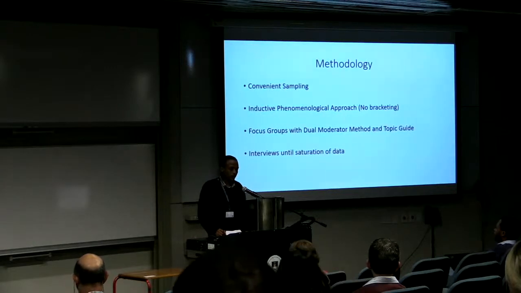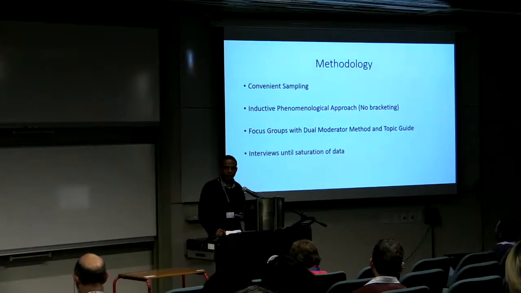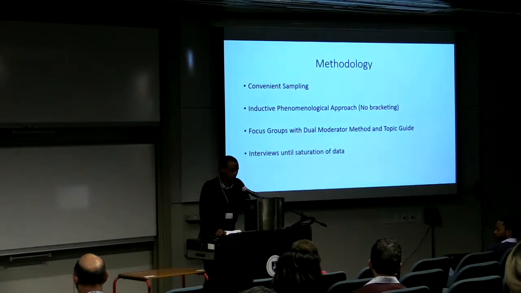For this small subset, we used convenience sampling to run focus groups. Both of us were clinicians based at the facility, so we couldn't really use bracketing in looking at the data set. We ran groups with 33 participants, all above the age of 60, and collected data using a dual moderator method, with a facilitator fluent in all three languages. We interviewed pretty much until saturation. We weren't able to do member checking, although there were other moments of triangulation that we were able to pull off and corroborate.